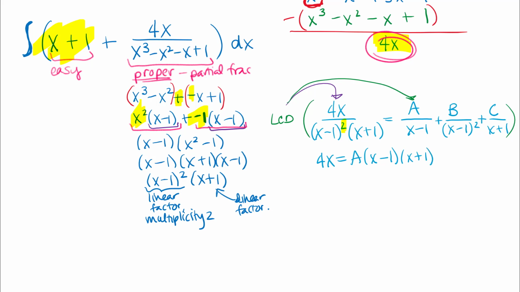And then when I multiply that to the second term on the right side, the (x minus 1) quantity squared will cancel. So I'm going to be left with B times (x plus 1). I've kind of run out of space here. For the last one on the right side, when I multiply that common denominator times C over (x plus 1), the x plus 1 factors will cancel, and I'll be left with C times (x minus 1) quantity squared.